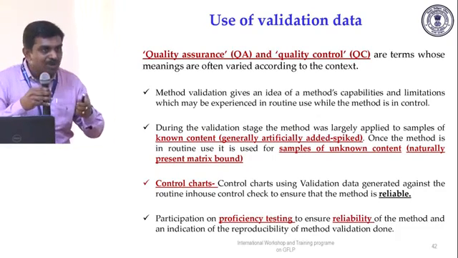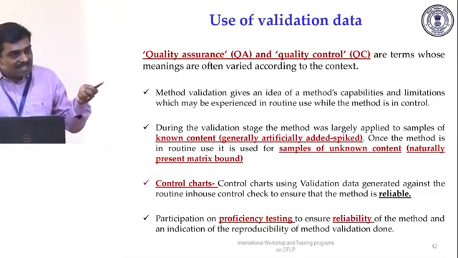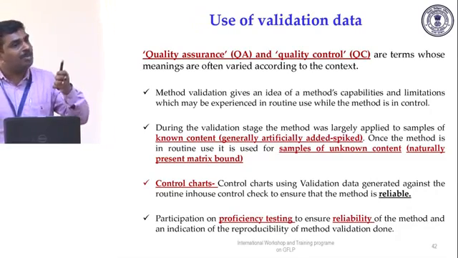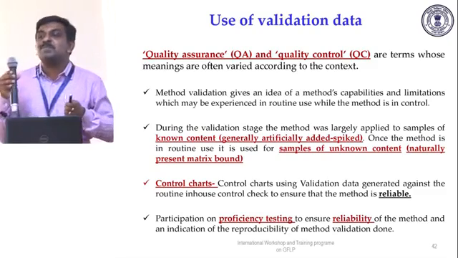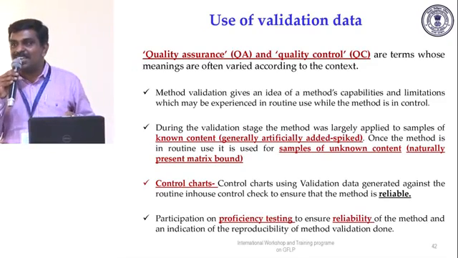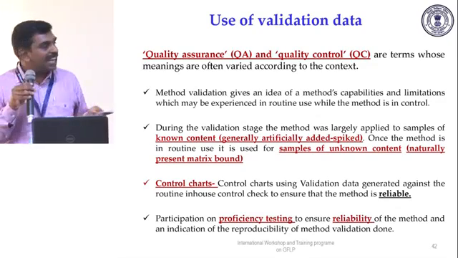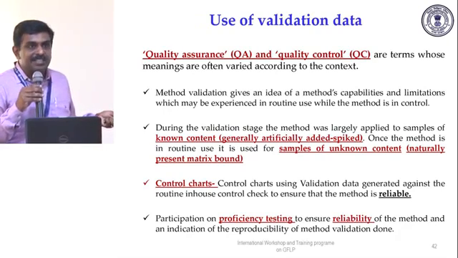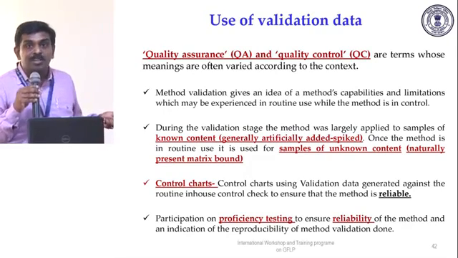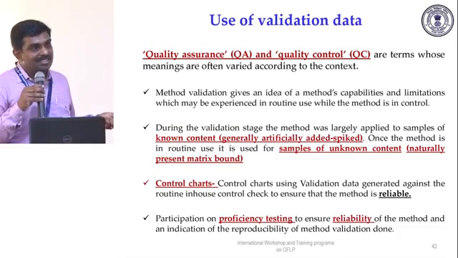One is tissue bound and another one is in free form. When you spike, it is free form. Nothing is happening. You are putting in a solvent, mixing, 100% recovery. Method validation is always good. But the challenge starts with the naturally present matrix. Tissue bound. There the challenge starts.